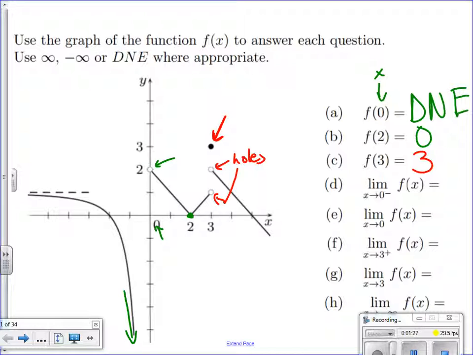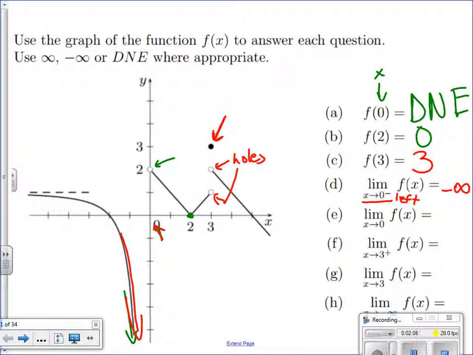For D, it's asking the limit as x approaches 0 from the left of this function. So in other words, we're moving away from asking what happens when you plug in this specific x value, what is the y value? Instead, we're talking about limits. Now, the limit as x approaches 0 from the left, if it has that negative, well, here is 0. We are approaching 0 from the left, so we are on the left side of 0 and approaching it, and we can see that it's going down to negative infinity.